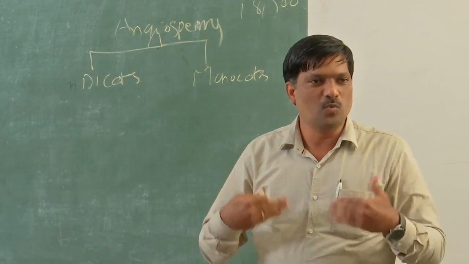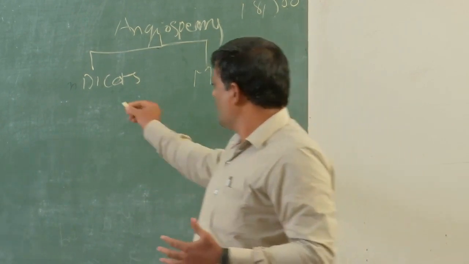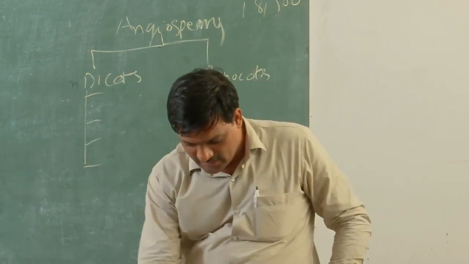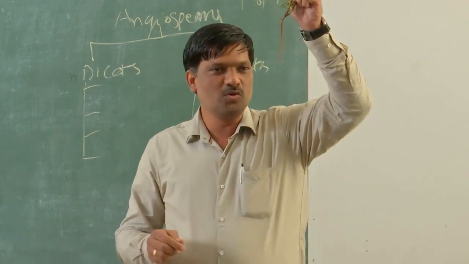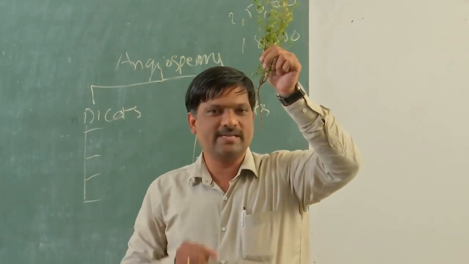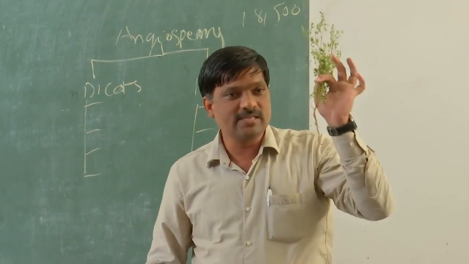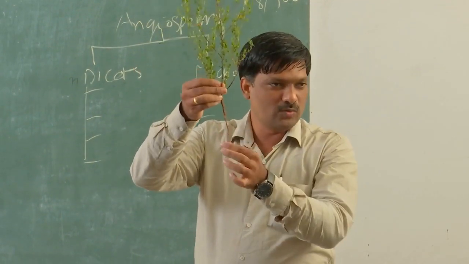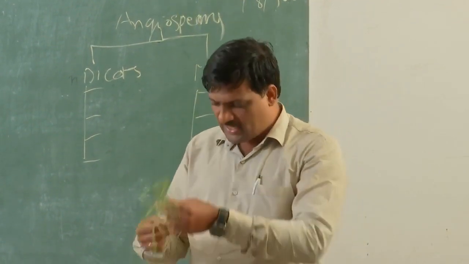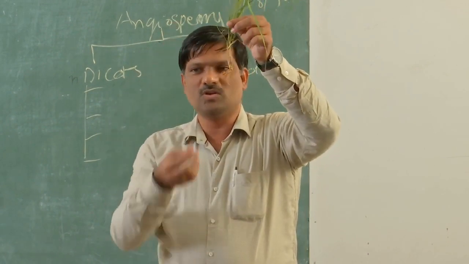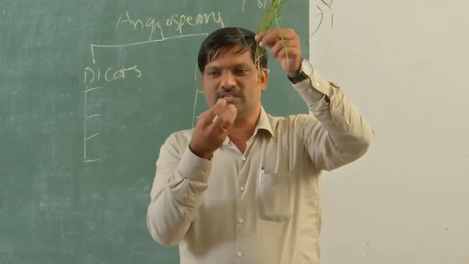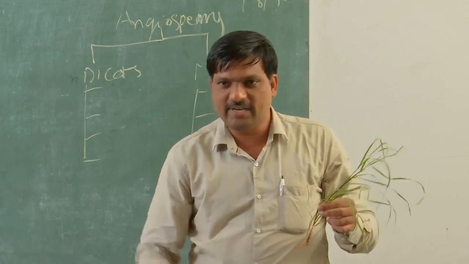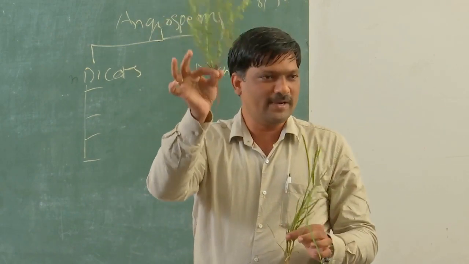If you want more key characters of dicots and monocots, we can also differentiate with the help of other characters. First, look at the root. There is a single main root, called a taproot system, and this is the character of a dicot. Even if you don't have seeds, you can differentiate with the help of the root. Here there is no taproot, only fibrous or adventitious roots. If adventitious roots are there, simply say monocot. If a taproot is there, say dicot.